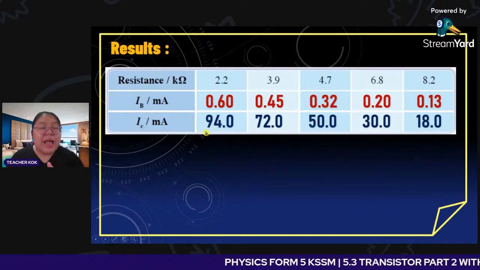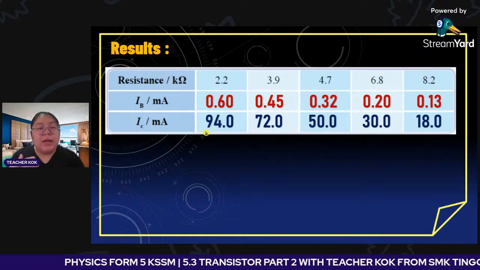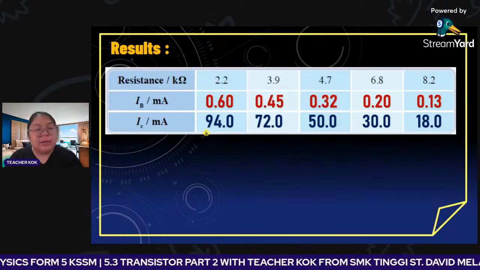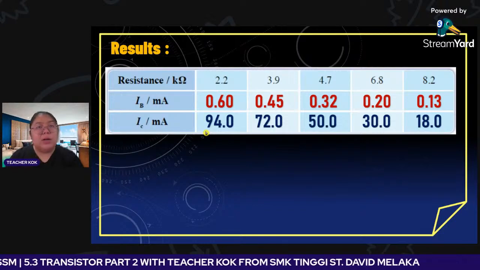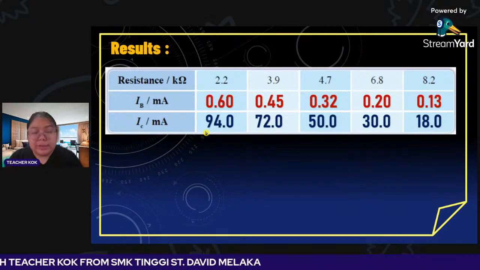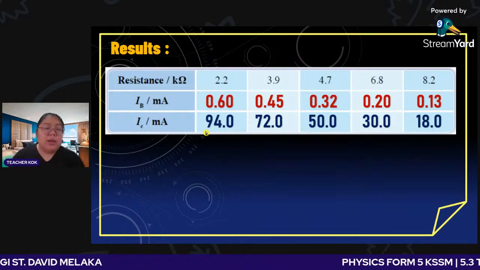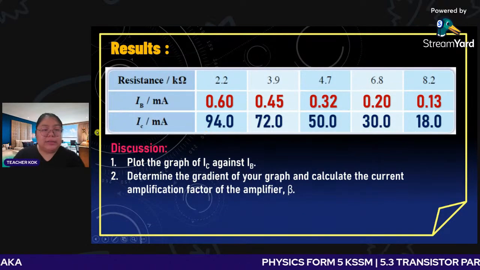They become 94. So that means I just apply a little bit of base current, and you see the collector current becomes much bigger. So this becomes one of the functions of the transistor: an amplifier. So we go through to the next discussion.